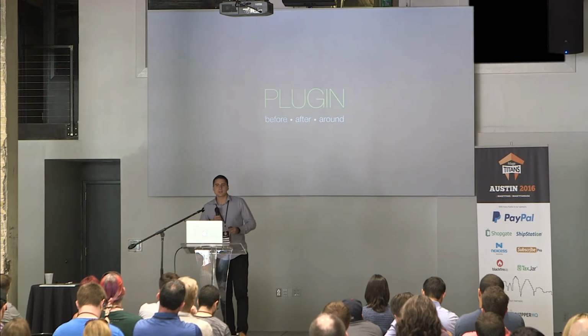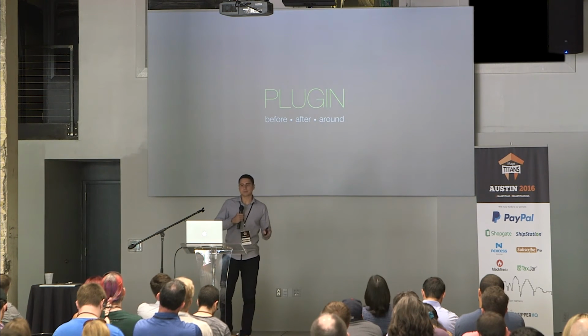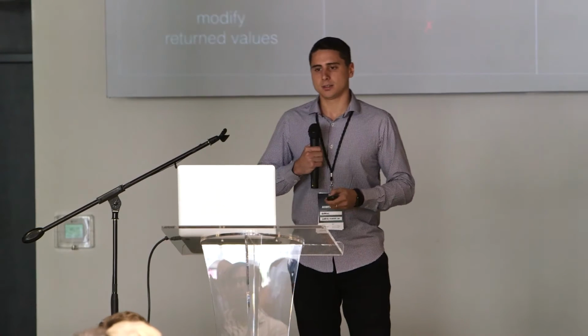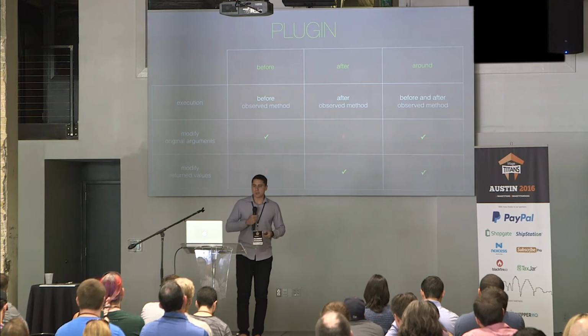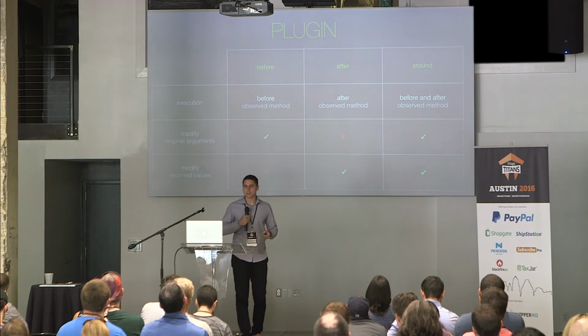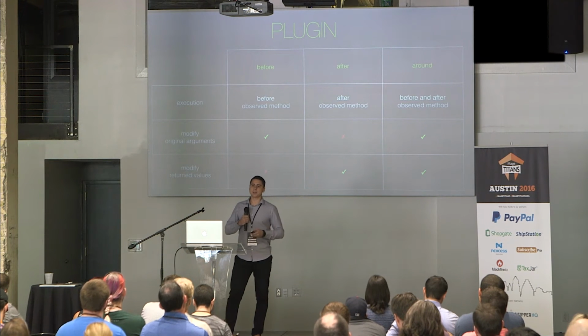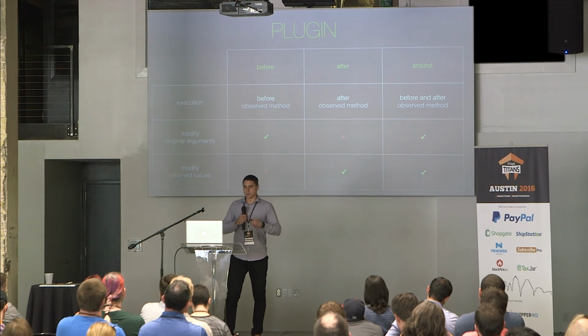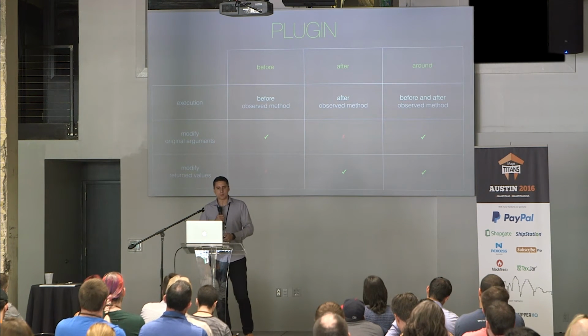This is a new concept from Magento 2. We can implement plugins to add custom code before, after, or around a public class method. And when we implement a plugin, we are using the interception technique. The interception technique is basically a way to add custom code dynamically without modifying the original class. We can use the before plugin to modify the original arguments. We can use the after plugin to modify the return values, and we can use the around plugin to modify the original arguments and modify the return values.